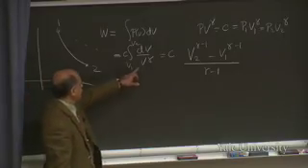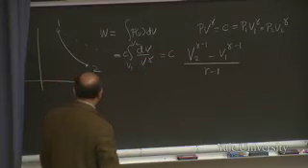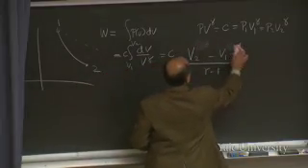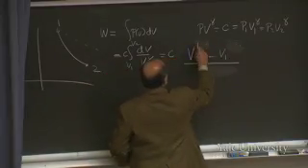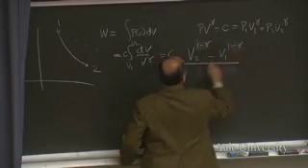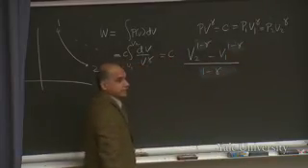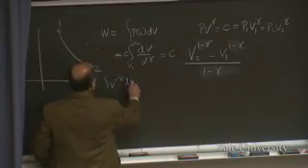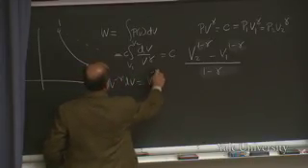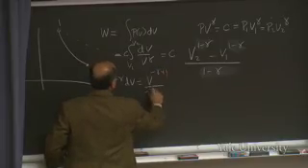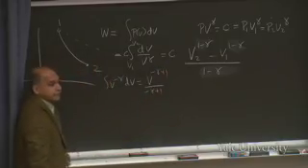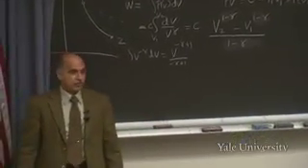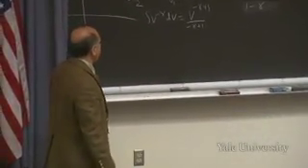Because this is really V to the minus gamma. Did I get it wrong here? I think I got it wrong. Sorry. It's 1 minus gamma over 1 minus gamma. Because V to the minus gamma dV is equal to V to the minus gamma plus 1 over minus gamma plus 1. Right? X to the n integral is x to the n plus 1 over n plus 1. N happens to be minus gamma here.